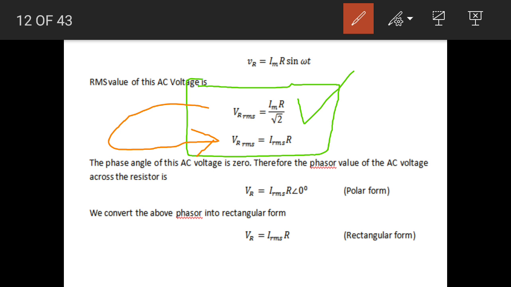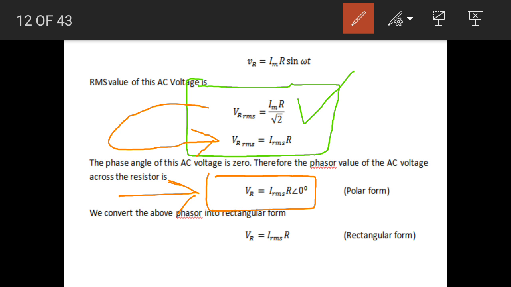As the RMS value of this AC voltage is known and the phase angle of this AC voltage is known, we can represent this AC voltage with the help of a phasor quantity. So this is the phasor value of this AC voltage, and it is in polar form. The magnitude of this phasor is equal to the RMS value of this voltage, and the angle of this phasor is equal to the phase angle of this voltage.